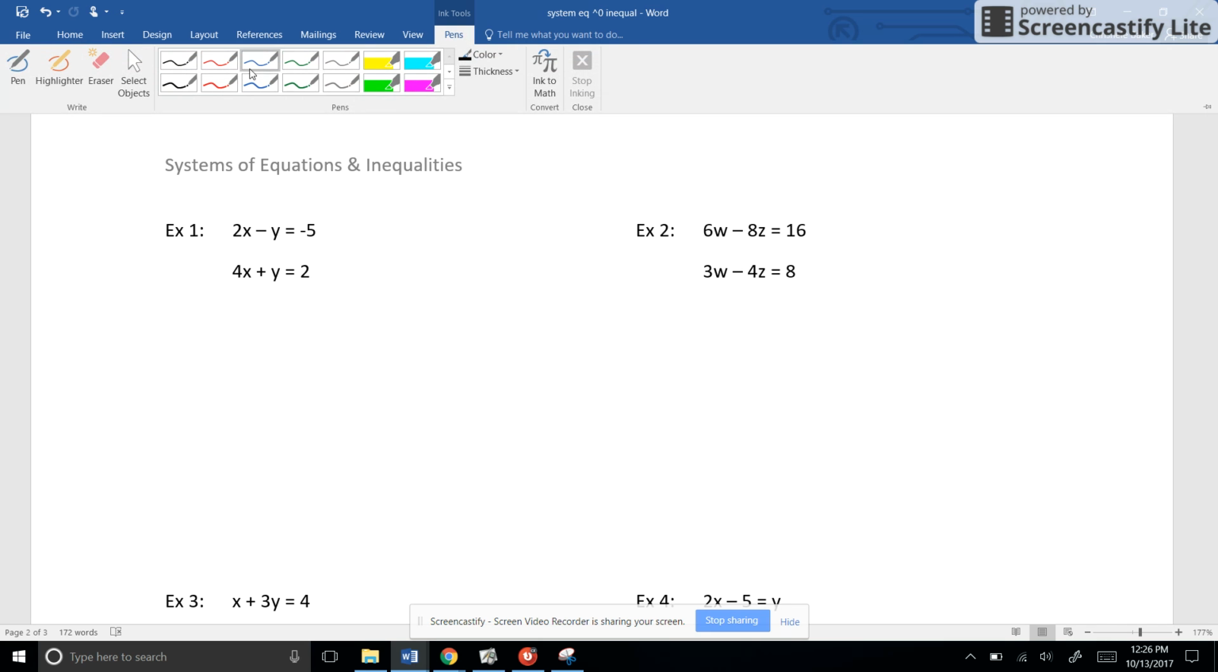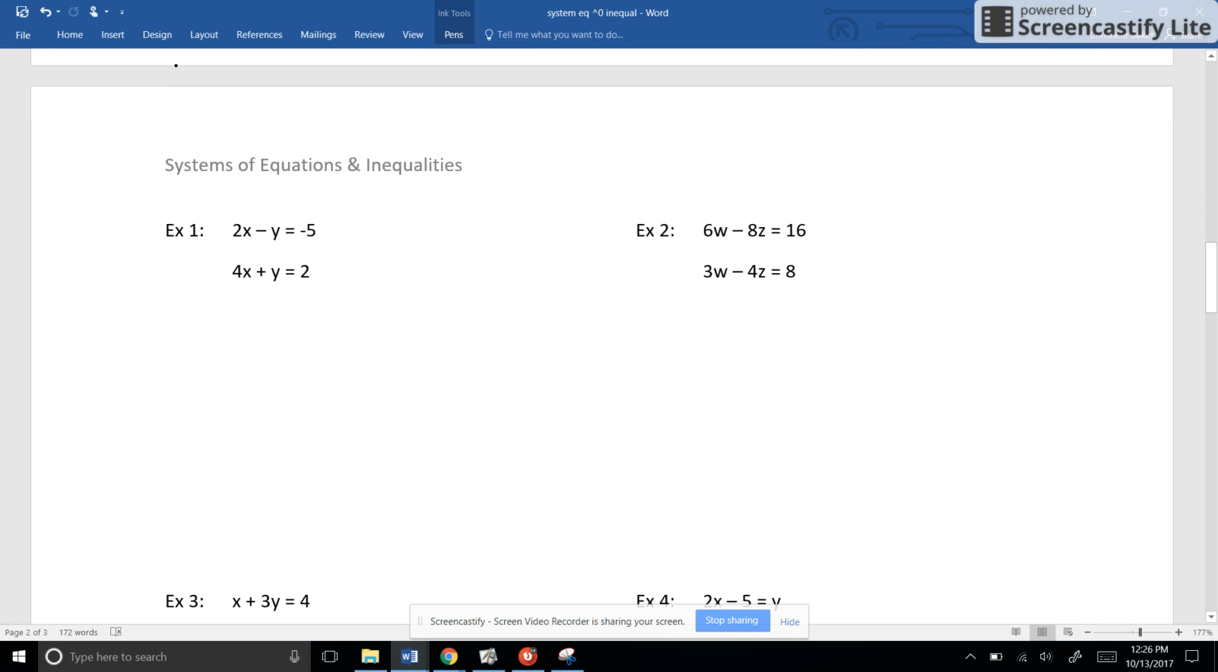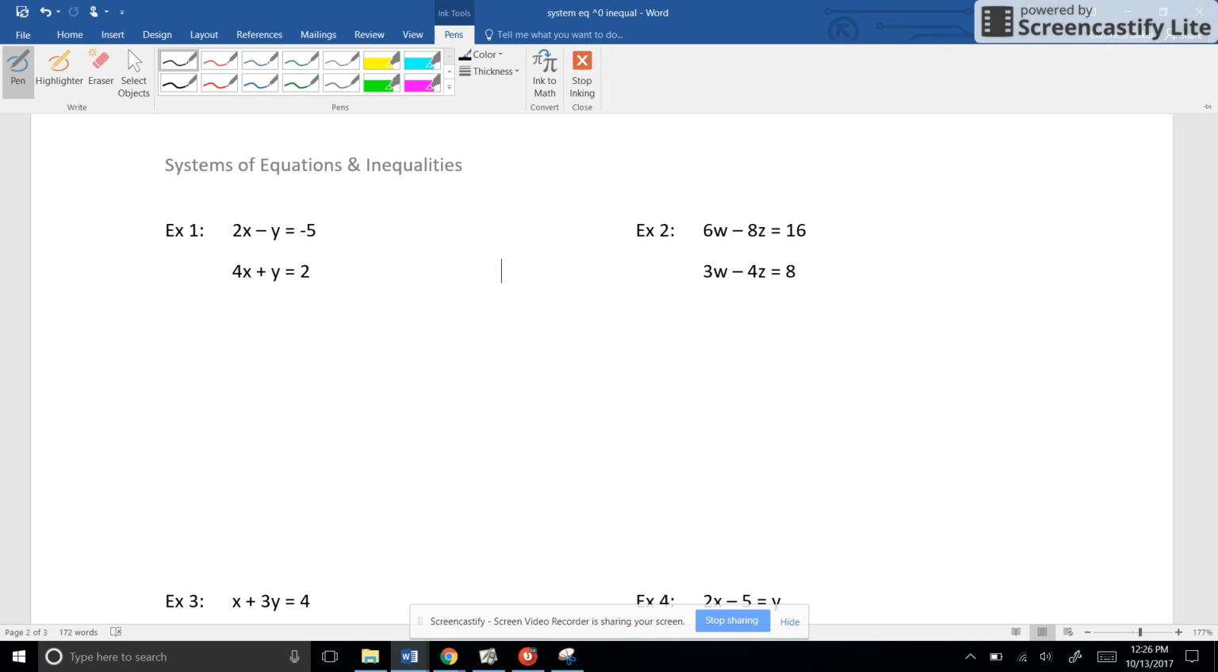All right, now we are going to solve these without using a graph. And there are two different ways to do it. There is something called substitution and there's something called elimination. So on the first one, I'm actually going to pick elimination. And the reason why I'm going to do that is because they are set up in standard form.